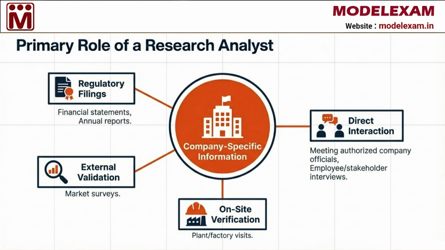There are four main ways to gather this company-specific information. First, there are regulatory filings, which include financial statements and annual reports that companies are required to file. Second, analysts use external validation, such as conducting market surveys to see what customers think. Third, there is direct interaction. This involves meeting authorized company officials or interviewing employees and stakeholders. Finally, analysts often perform on-site verification, which includes visiting plants or factories to check operations in person.